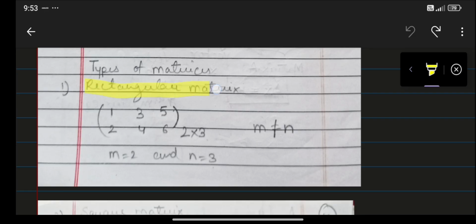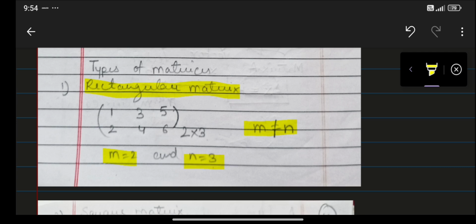So, a rectangular matrix is a kind of matrix in which the number of rows, that is m, is not equal to the number of columns, that is n. For example, we have a matrix having elements 1, 3, 5 in its first row and 2, 4, 6 in its second row. We can clearly see we have three columns: first column, second column, and third column, right? And we have two rows: first row, second row, right? So, the number of rows is 2 and the number of columns is 3. So, such a matrix is called a rectangular matrix.